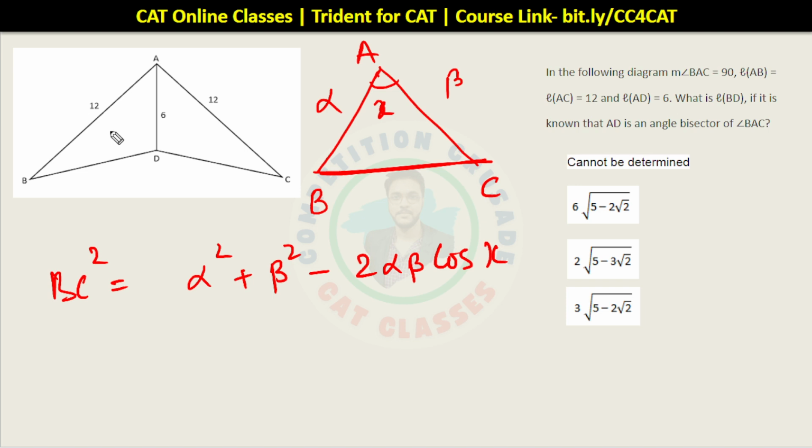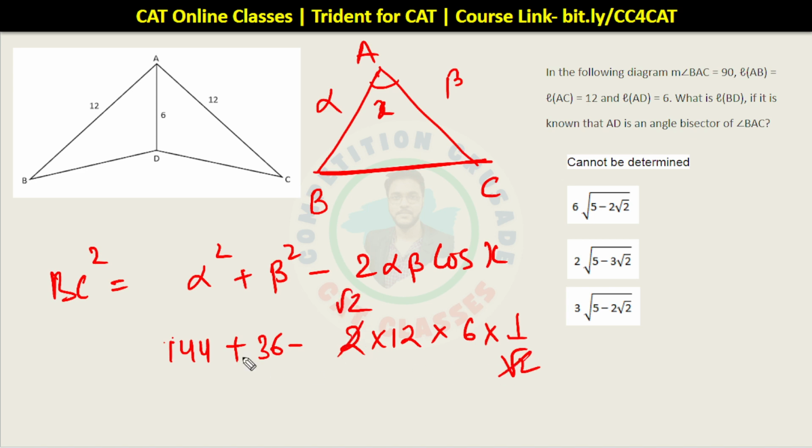Okay, you just need to substitute that, which is 12 square, I'm directly writing it, 144 plus 36 minus 2 into 12 into 6 into cos 45 degrees, which is 1 by root 2. Now, if you don't know the value of cos 45, you can use the 90, 45, 45 triangle to evaluate that. Now, this will be root over 2.